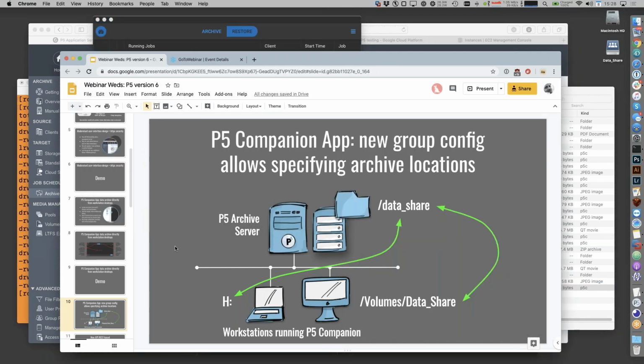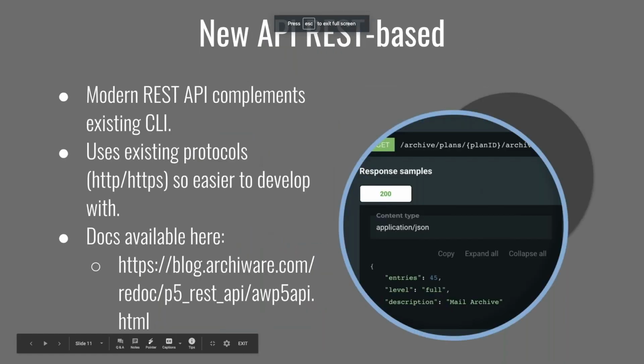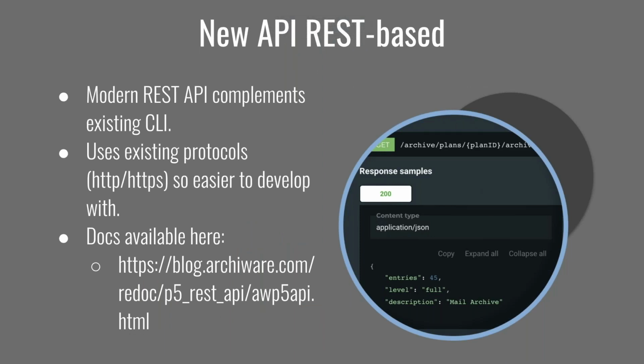Okay, perfect. So let's continue with the next slide to see what we have in store. We have the new REST-based API. Many people will know that Archiware P5 and backwards has a command line interface API, for which we have many third-party MAM systems and other storage tools integrating with P5, particularly P5 Archive. So Joseph, would you like to say a few things about why a REST API is the right way to be going for future integrations with P5?